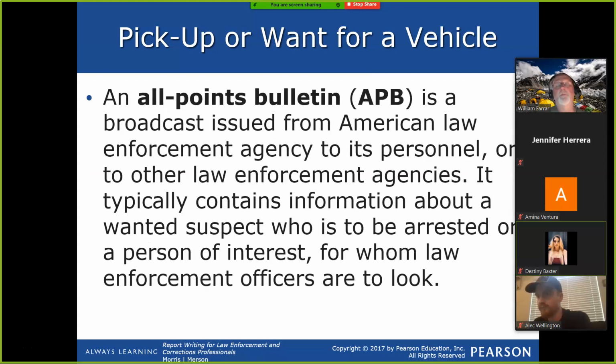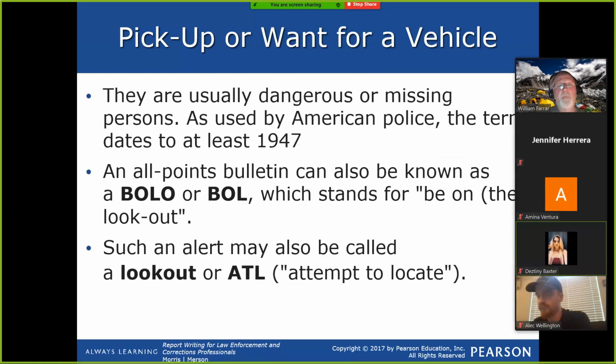And then you've probably heard this phrase before, there's a thing called an all points bulletin, an APB. This is kind of old language, but it's still there. This is typically a broadcast issued from law enforcement to its personnel or other agencies, and it usually contains information about a wanted suspect to be arrested, or a person of interest, or a vehicle. So I think I have a picture of one in a second.